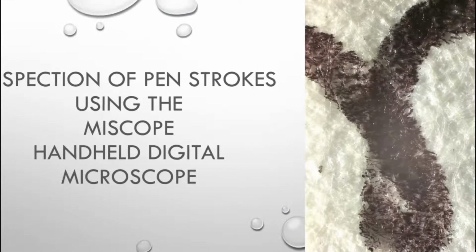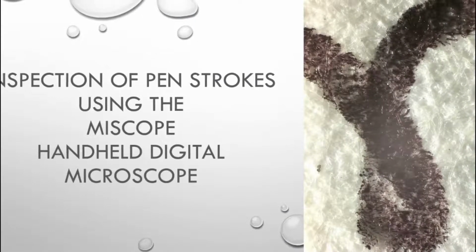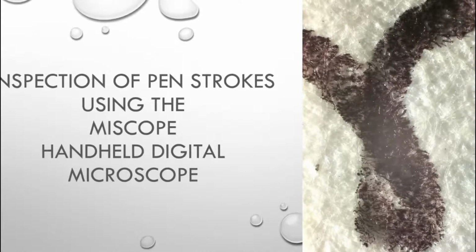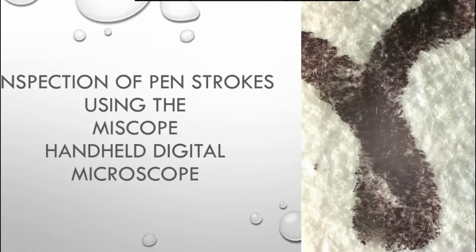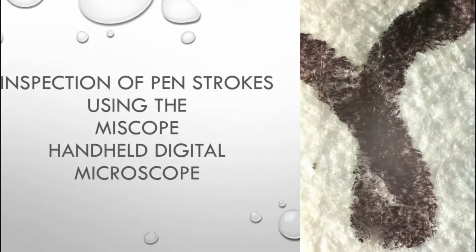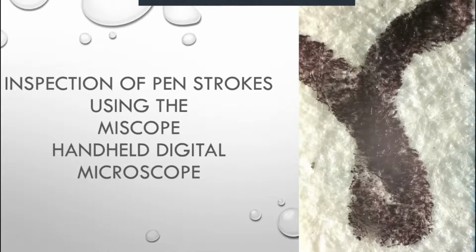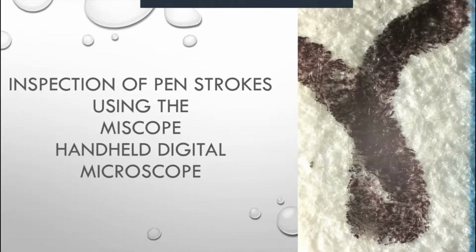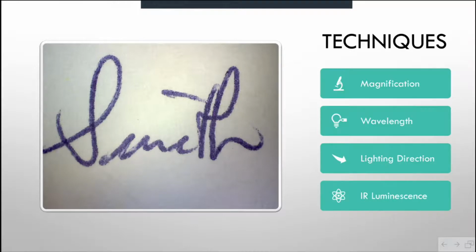This is Dave Zweig from Zarbeco, and in our series of applications for document examiners, we're going to be talking about inspection of pen strokes using the MiScope handheld digital microscope. In particular, we're going to be discussing some techniques that can be used with the MiScope in the examination of ink and pen strokes. And these techniques are, of course, magnification.